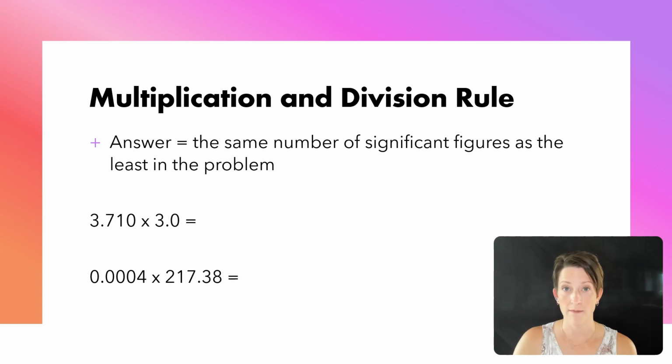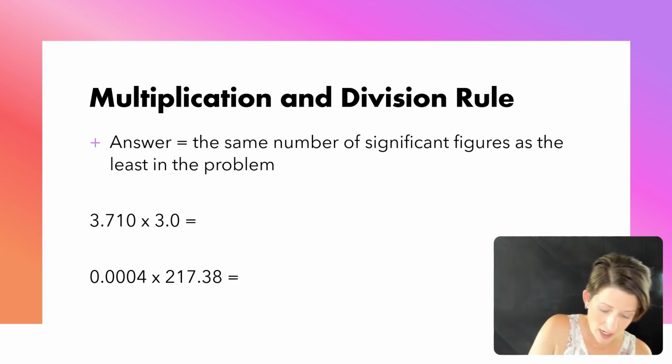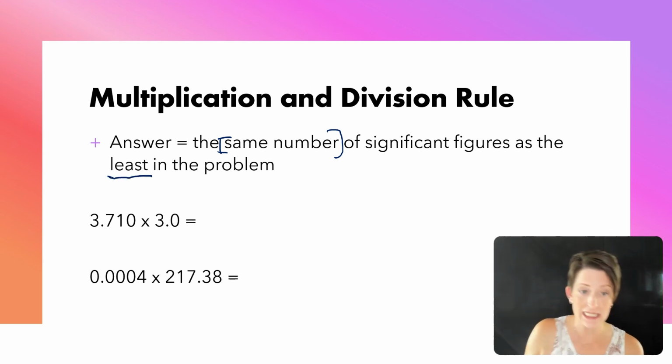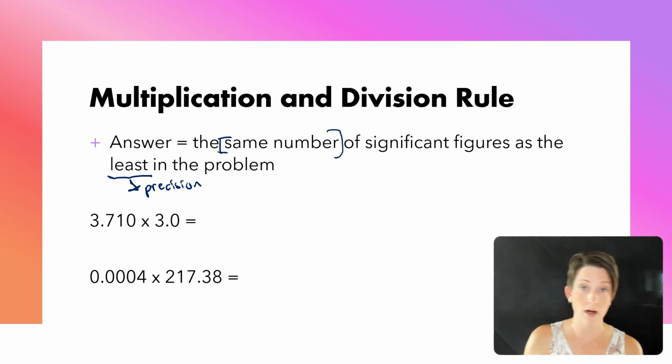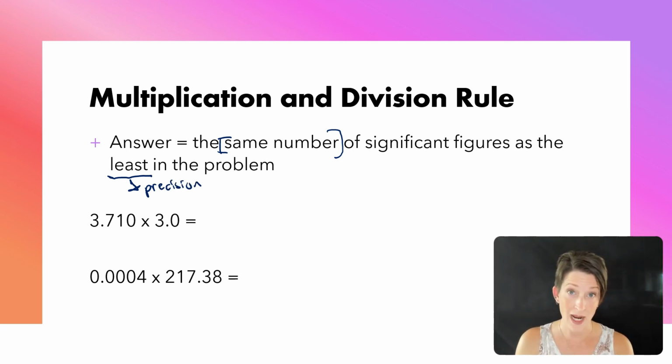Multiplication and division are by far the most common mathematical processes that we do perform. So it's the rules that you will be using most often. The rules for multiplication and division are that the answer has the same number of significant figures as the least in the problem. The least, this is the one that tells us the precision of the device we are working with. Therefore, its precision dictates the overall calculation.